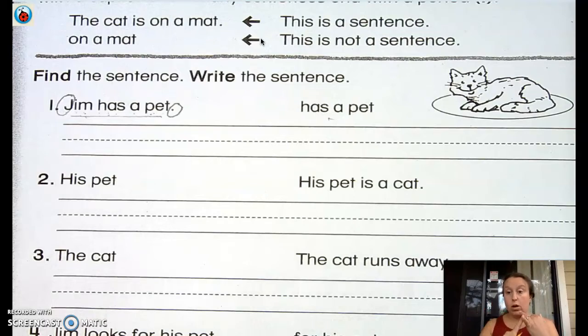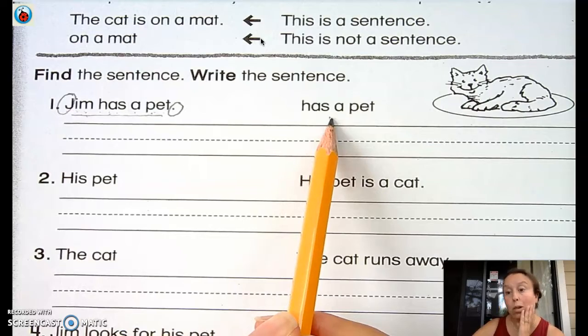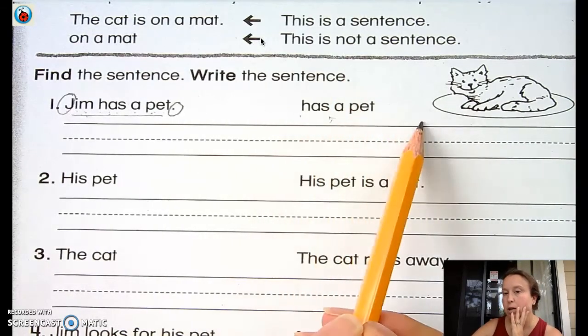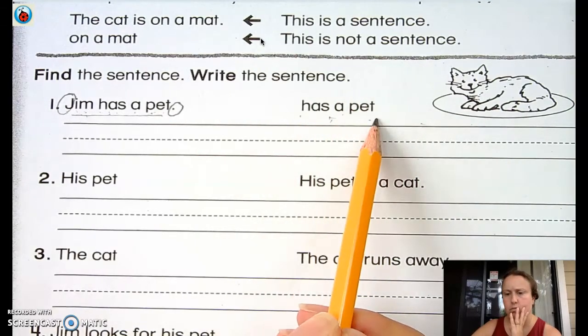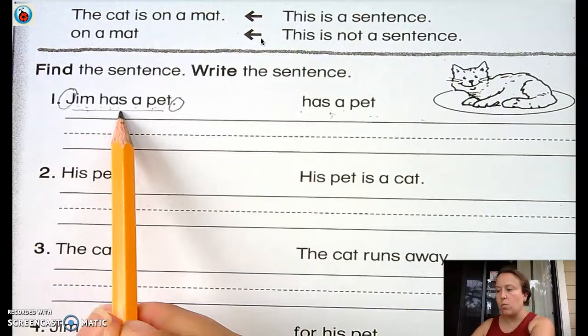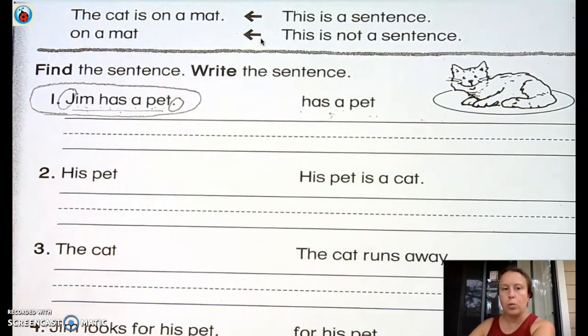So are we talking about someone? Yes, we have Jim, and we know what he has or what he's doing. He has a pet. So that is a complete thought, and it has a capital and a period. Let's look at this sentence, or lack thereof. Does it have a capital? Does it have a period? Has a pet. The question is who? So this one is the correct one. So I'm going to circle the correct sentence. I hope you will too.